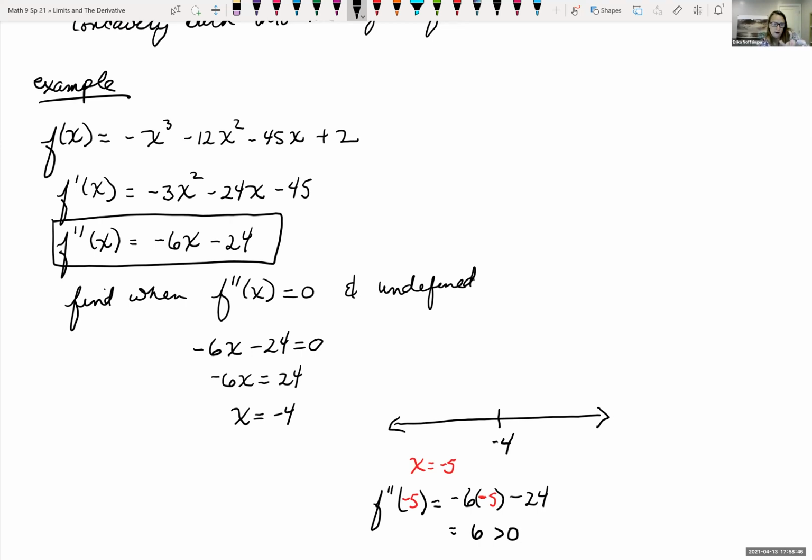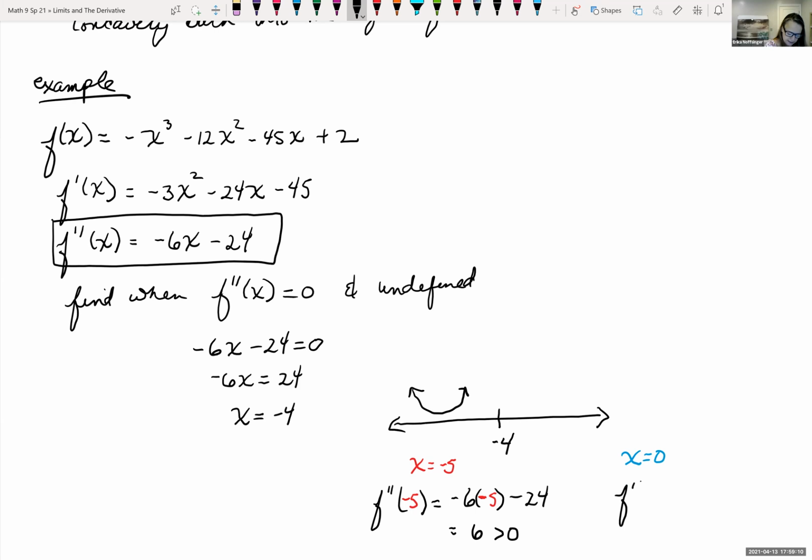So positive, the bowl holds. So this would be concave upwards. Now choose a number to the right of negative 4. Plug it back into the second derivative and see if it's positive or negative. Well, 0 falls in that interval. 0 is bigger than negative 4.